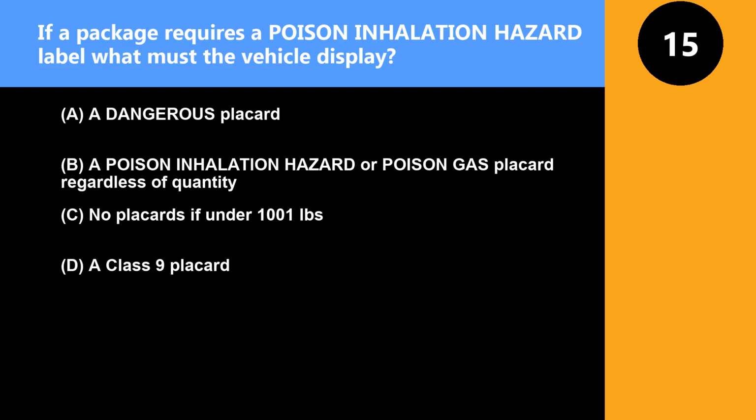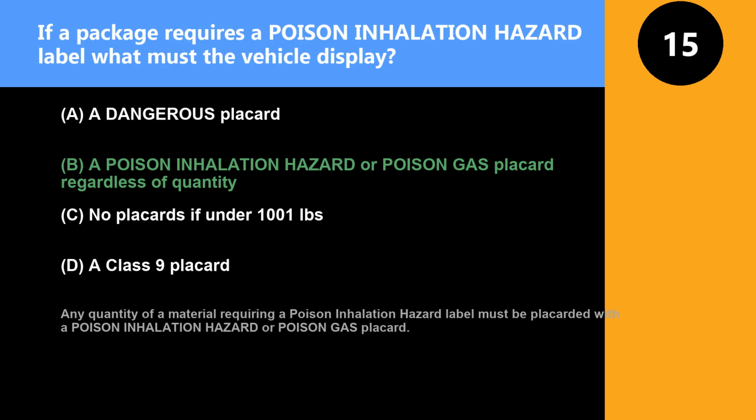Question 15. If a package requires a poison inhalation hazard label, what must the vehicle display? Option A, a dangerous placard. Option B, a poison inhalation hazard or poison gas placard regardless of quantity. Option C, no placards if under 1,001 pounds. Option D, a Class 9 placard. The correct answer is option B, a poison inhalation hazard or poison gas placard regardless of quantity. Any quantity of a material requiring a poison inhalation hazard label must be placarded with a poison inhalation hazard or poison gas placard.